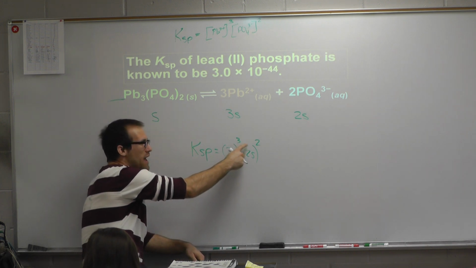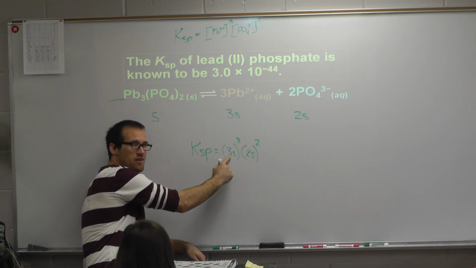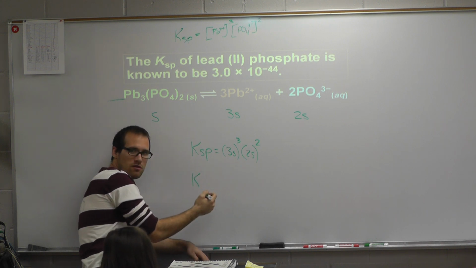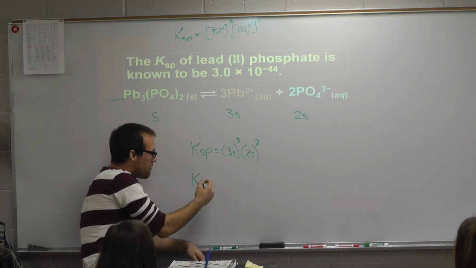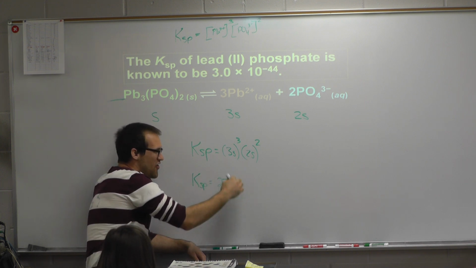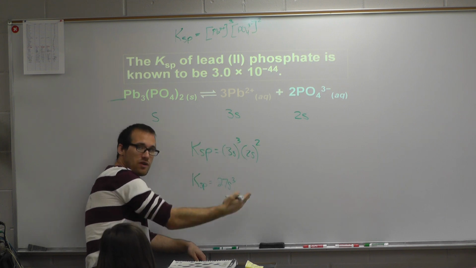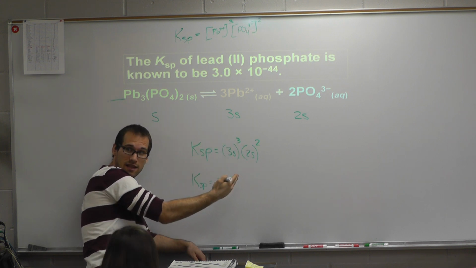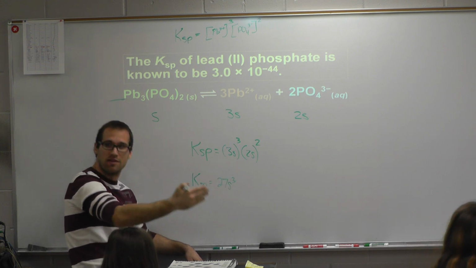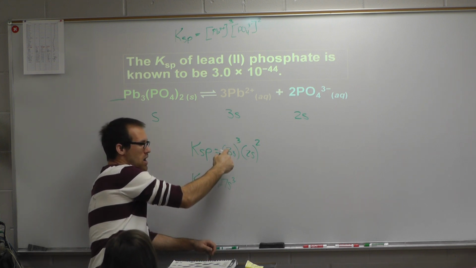Now, when you have these powers here, they need to be distributed to both things, 3 and S. Not 9S, no, 27. 27S to the third. That's simplifying this. 3 to the third power is 3 times 3 times 3. 3 times 3 is 9, and 9 times 3 is 27. And then the power has to be distributed to both.